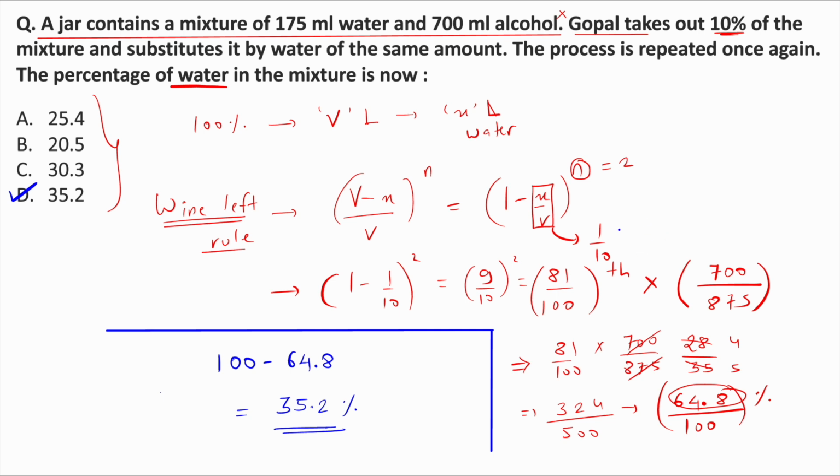Now we can't start with the water content and get the answer directly. Why? Because the content which is getting diluted in this question is alcohol. You are removing 10% of the mixture, so 10% of alcohol is removed, but also water is getting added. So we can't directly go with the water content. We have to go with the alcohol content, and that's how we solve the question. The answer is option D, 35.2%.